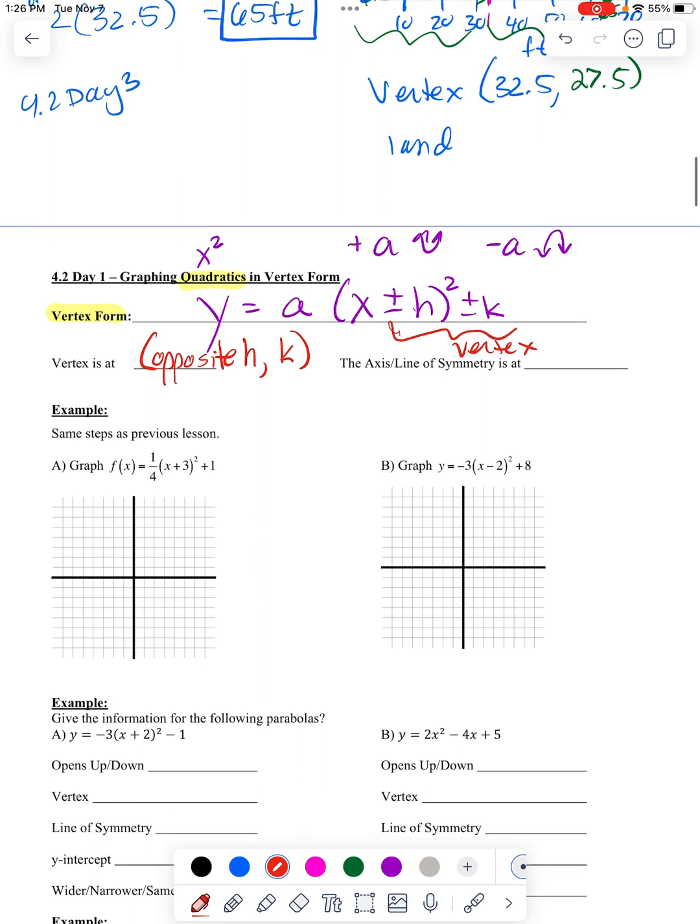So now that I know my vertex, the axis or line of symmetry still has to go down through that, and it's still a vertical line. So it's going to be x equals whatever that opposite of h was, because x is always going to have to go through the x part of your vertex. So just like we talked about with standard form, your axis of symmetry has to be an x equals equation. Your vertex is going to be a coordinate pair because you have the x part of the vertex and the y part of the vertex.